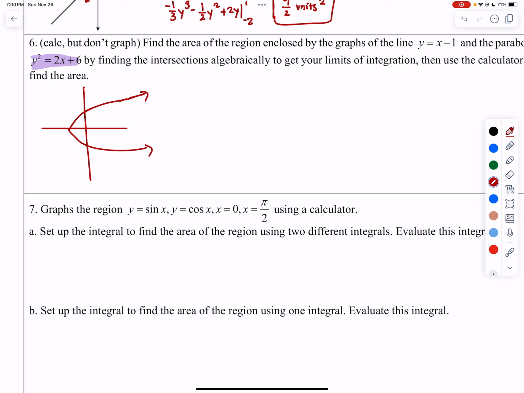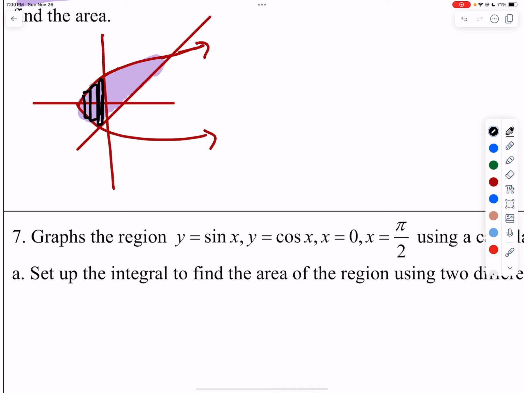And then you have your y is equal to x minus 1, which looks something like this. So essentially here, you're going to find the area between the two curves, which is going to be this. Once again, I can't really do top minus bottom because here, the top and the bottom are going to be the parabola by itself, where these rectangles right here are before we reach the intersections.